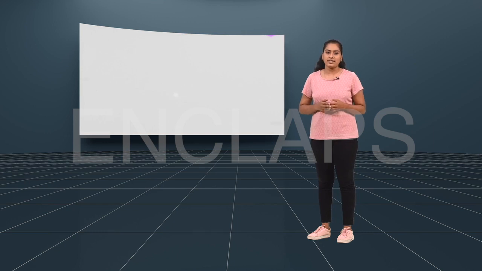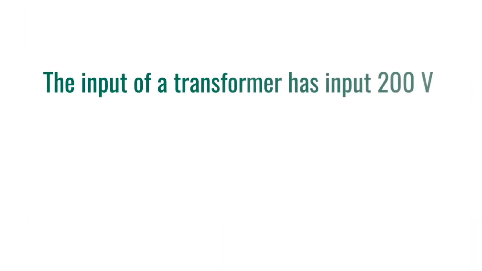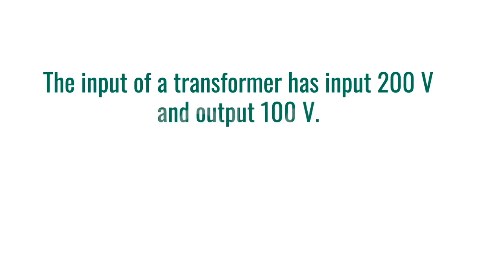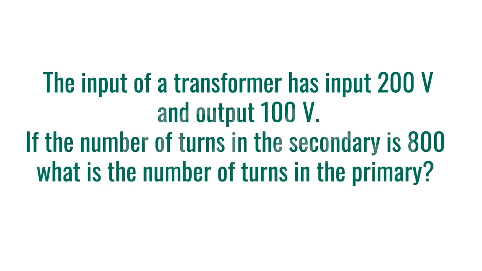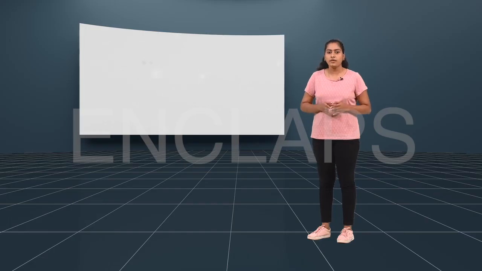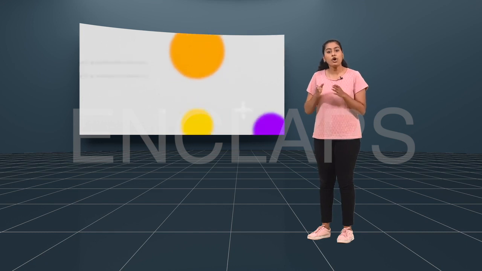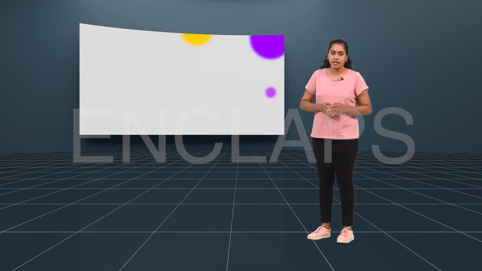Let's go to another question. The input of a transformer has 200 volt and the output has 100 volts. If the number of turns in the secondary is 800, what is the number of turns in the primary? In this problem, we have to find out the total number of turns in the primary coil.